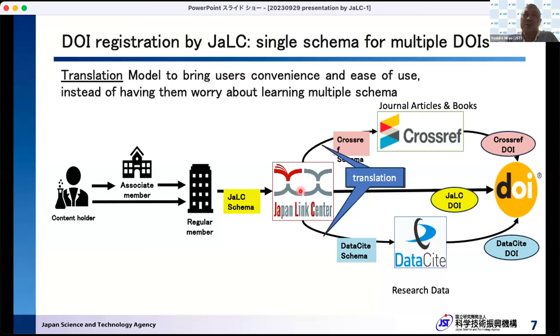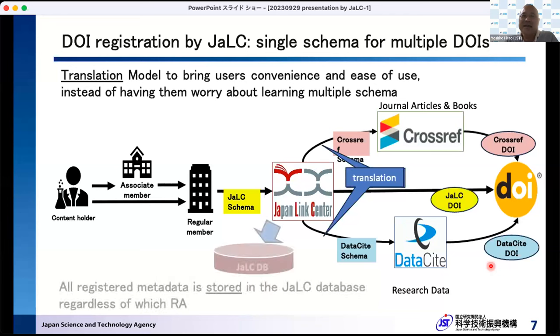But if a member requests a Crossref or DataCite DOI, the JaLC system will translate the schema to the Crossref or DataCite schema and access each system, and then issue the Crossref DOI or DataCite DOI. Then we store all registered metadata, regardless of which RA. That's the system and services we are running with JaLC as an RA with multiple RAs.